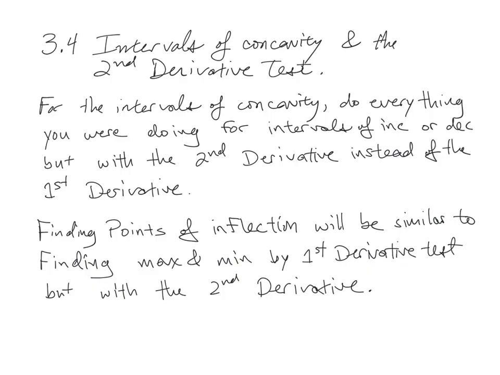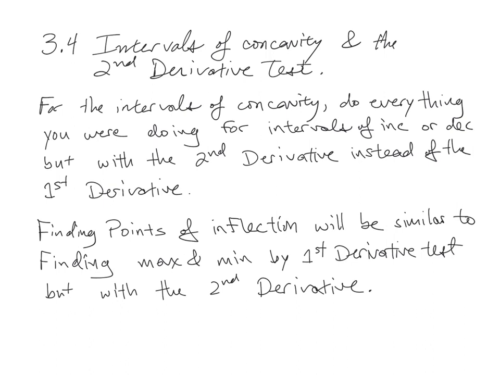Now we have worked our way into section 3.4, which is the intervals of concavity and the second derivative test. So just to get this out of the way up front, for the intervals of concavity, do everything you were just doing for the intervals of increasing and decreasing. All the same steps, except you do it with the second derivative instead of the first derivative. So when you find the critical values, you're finding the critical values of the second derivative. And then you go on and find your intervals. Just do everything exactly the same, but it's with the second derivative.